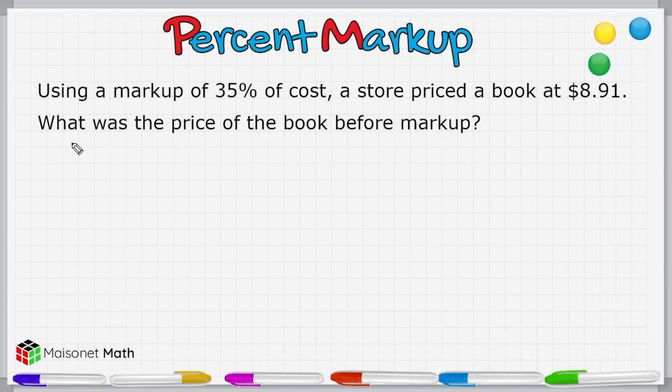All right, we have a word problem here that involves percent markup. So let us go ahead and read the problem and figure out a strategy for solving. The problem reads that using a markup of 35% of cost, a store priced a book at $8.91. And we have to determine the price of the book before that markup.